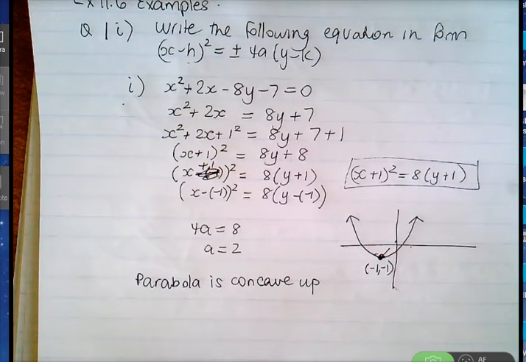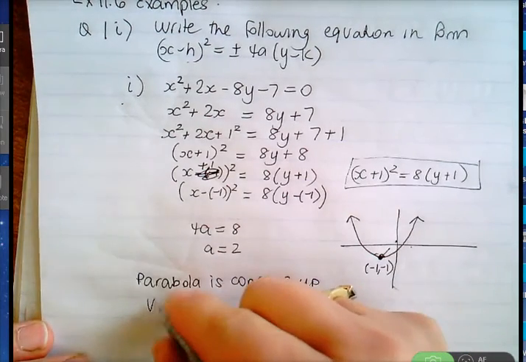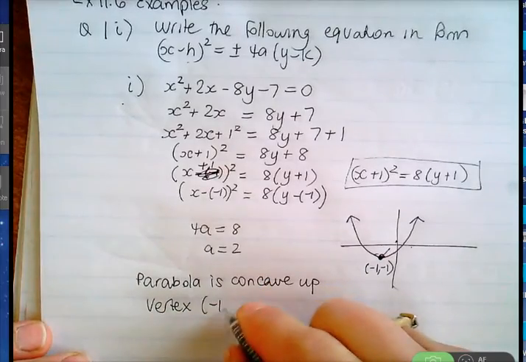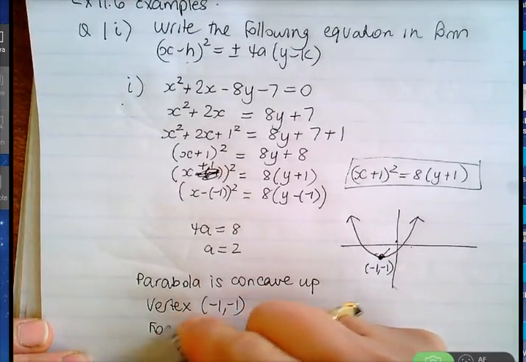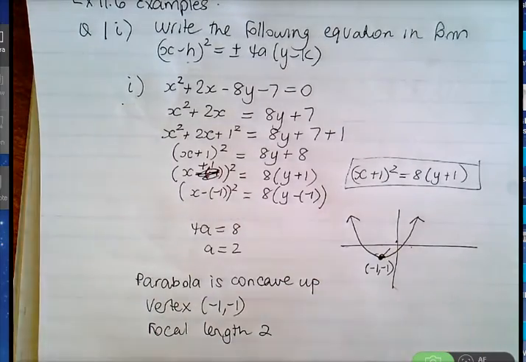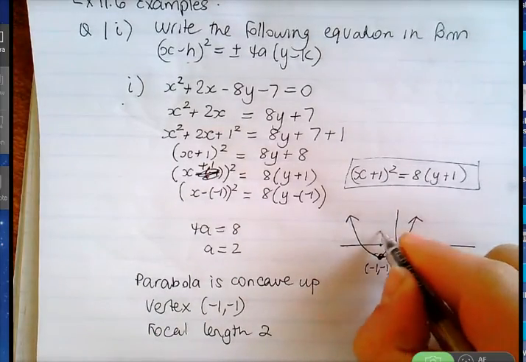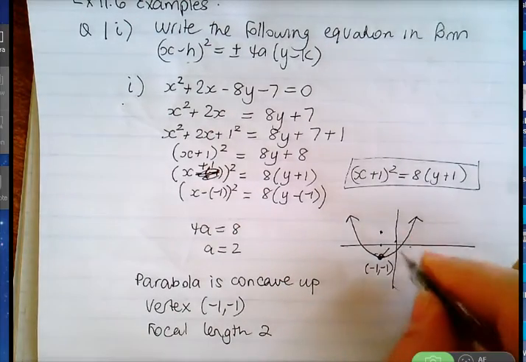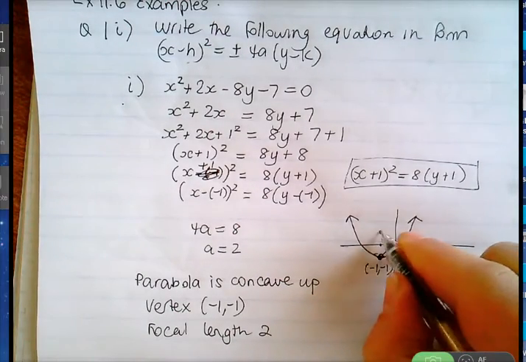Now, can you tell me, because it's actually in question 5, we may as well do it all now in this example. So the parabola's concave up, the vertex of the parabola is -1, -1, the focal length is 2. Can I have the focus, please? If the focal length is 2, isn't it 2 units up from there? So give me the coordinates of the focus.